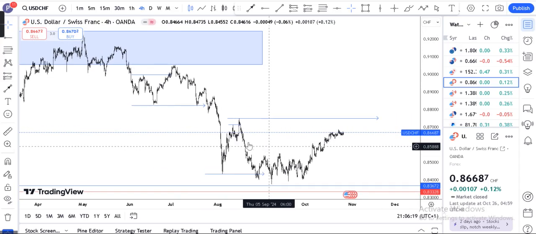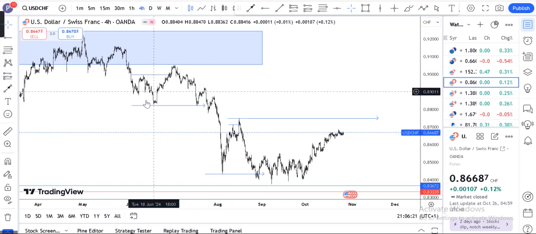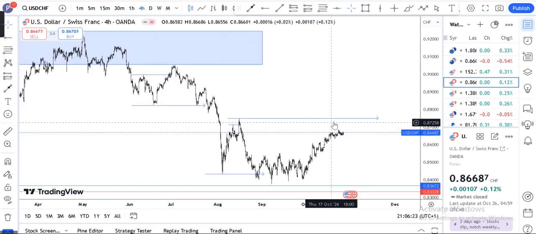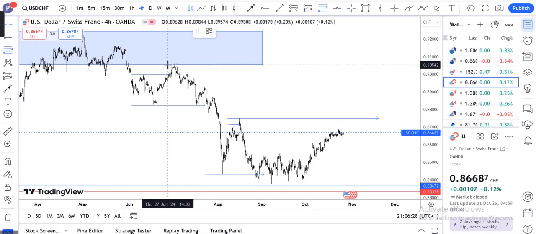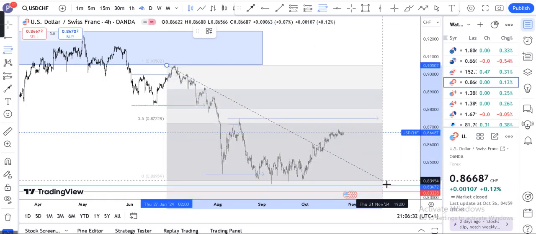Now, for this particular trade, this liquidity grab, if market flouts this by breaking above here, we will be looking at taking a trade from this particular point. So we'll be marking this high and we'll be taking it down to this point.